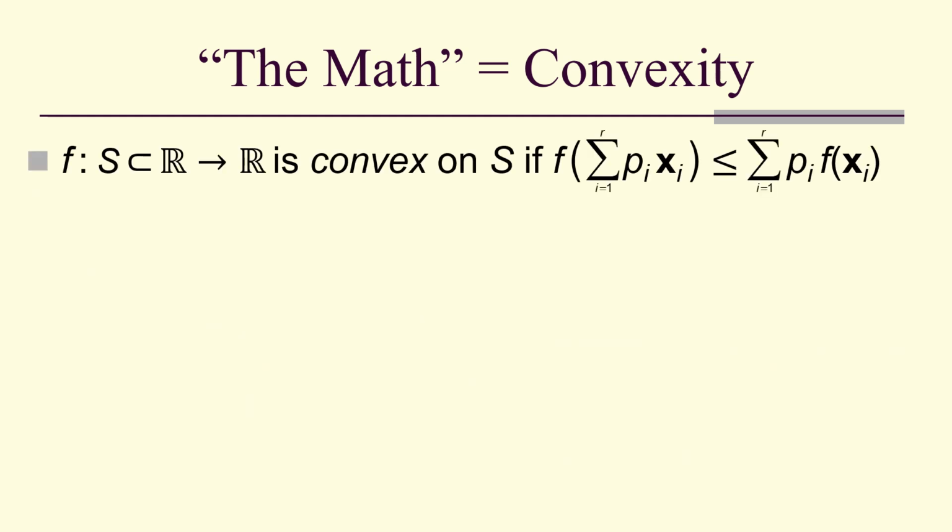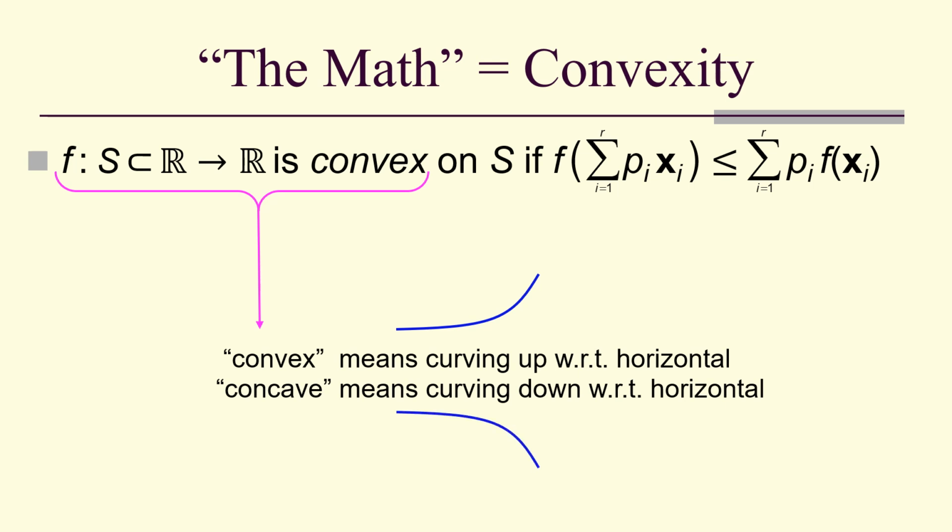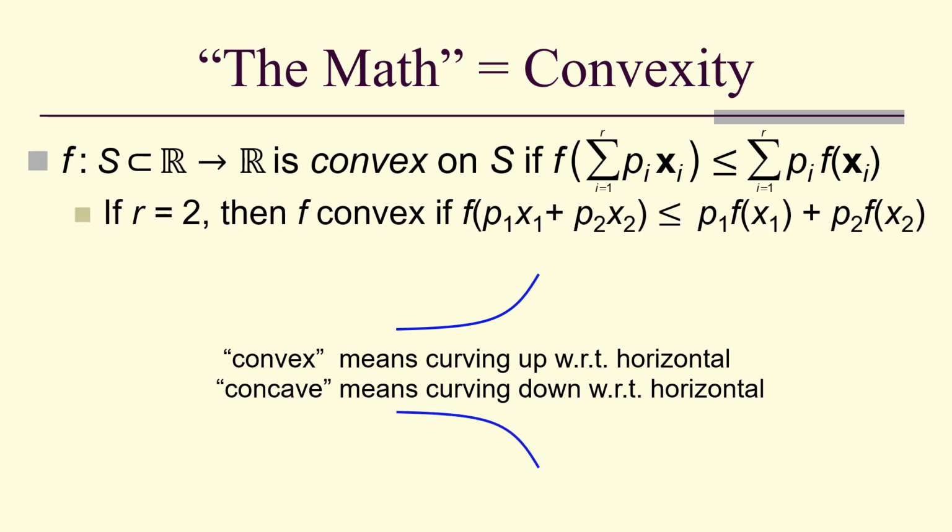So let's look at what happens if we restrict to functions of one variable, f, some subset of R to R. It's convex on this subset if we get Jensen's inequality. Convex means curving up with respect to the horizontal. Concave means curving down with respect to the horizontal.